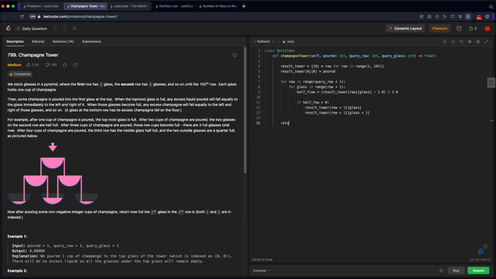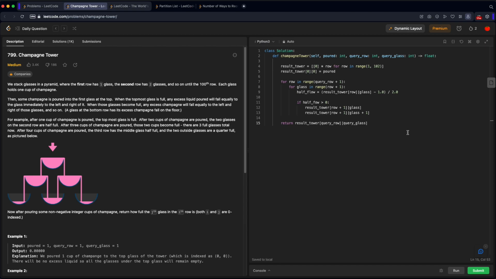Now at the end, we need to return our result. And so we'll return our result for the tower in question, or the glass in question. So that's the result tower for this query row and for this query glass. But again, we're returning the flow. What we're calculating is the flow, not the amount of champagne left. So this could actually be greater than 1. The flow could be greater than 1.